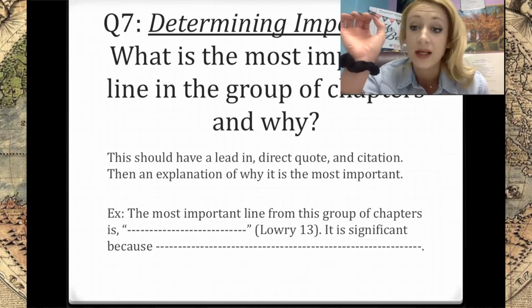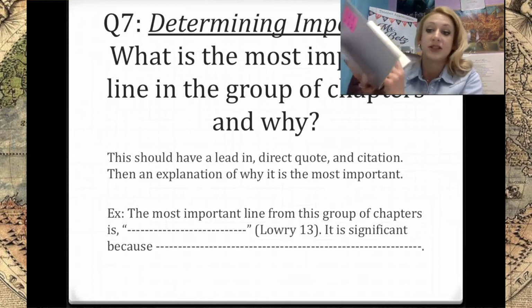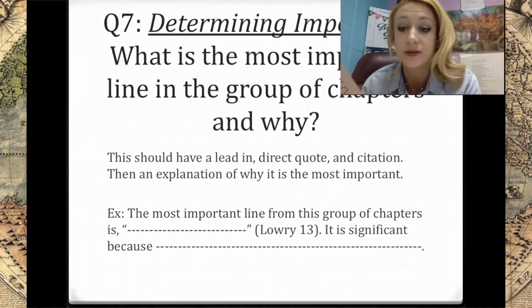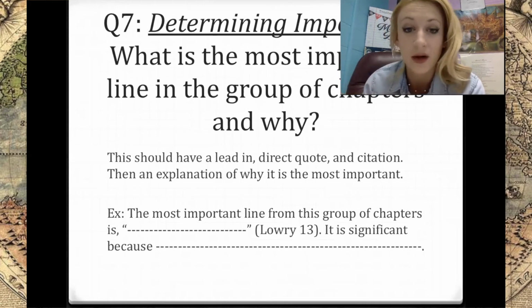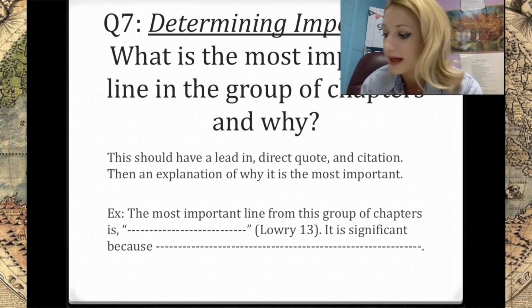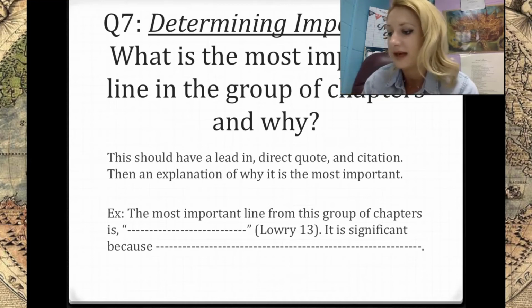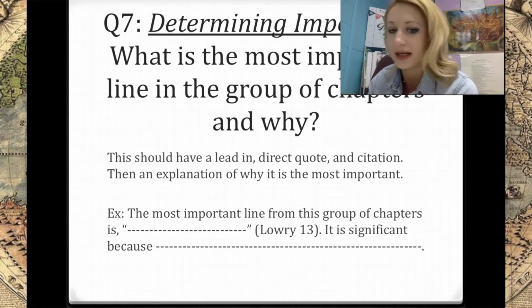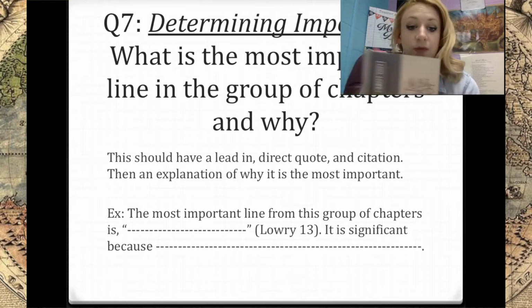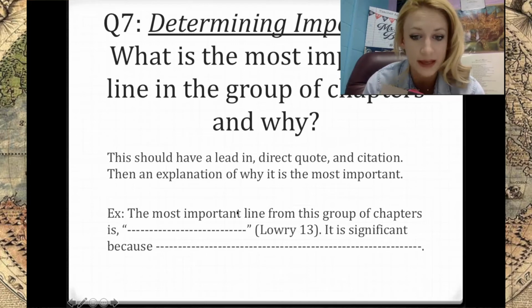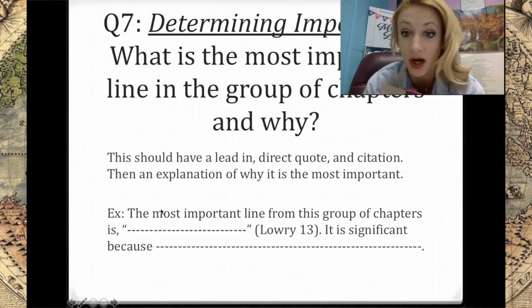What I don't want is a random quote in here where you're just turning the pages and picking something willy-nilly. What I do want is, if you go back to those reading logs, you already started pulling out significant important lines. So skim through some of those, identify a really good page number to go back and investigate. And then you want to pull a quote that is super significant. So for example, you're going to start with your lead in. That's your own words introducing the author's words. The most important line from this group of chapters is comma.